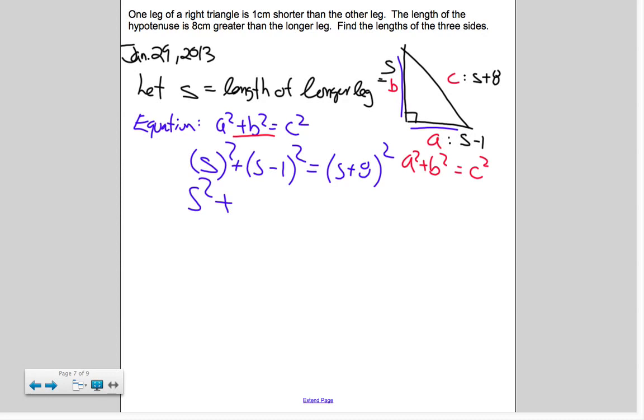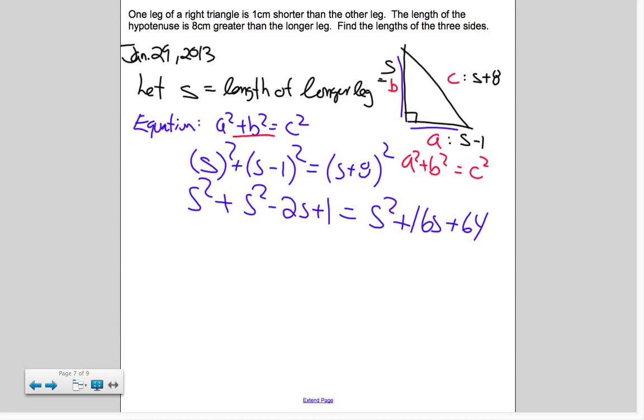Remember the shortcut for expanding a binomial squared? Dan? S squared minus 2s plus 1. Right, so we get s squared and then negative 1 times s times 2 gives us negative 2s. That was our shortcut. And the negative 1 squared gives us plus 1. So we'll do the same thing here. S squared plus 16s plus 64. We just expanded it. So now we see the purpose of all that expanding that we did last unit.